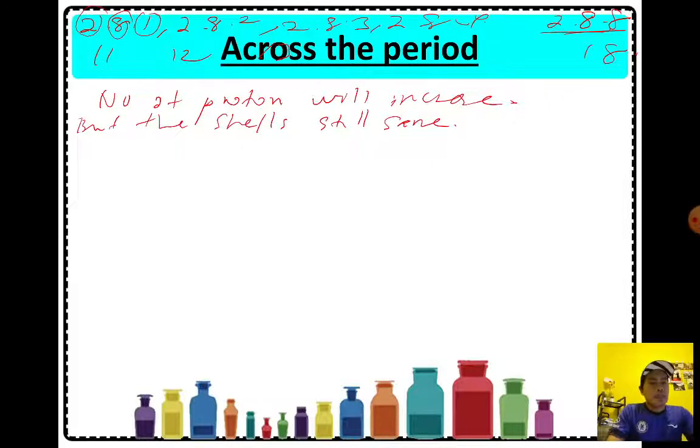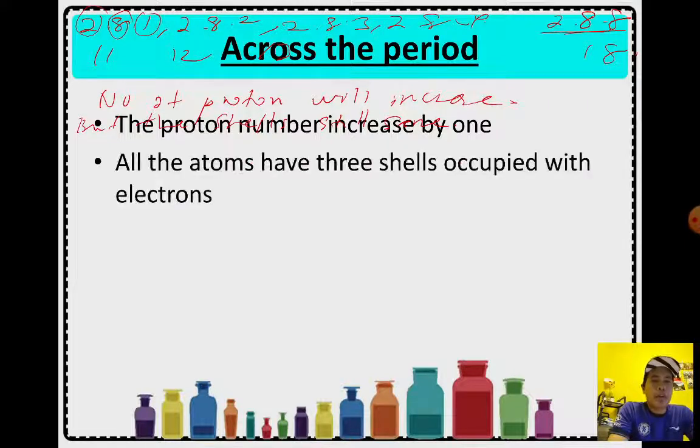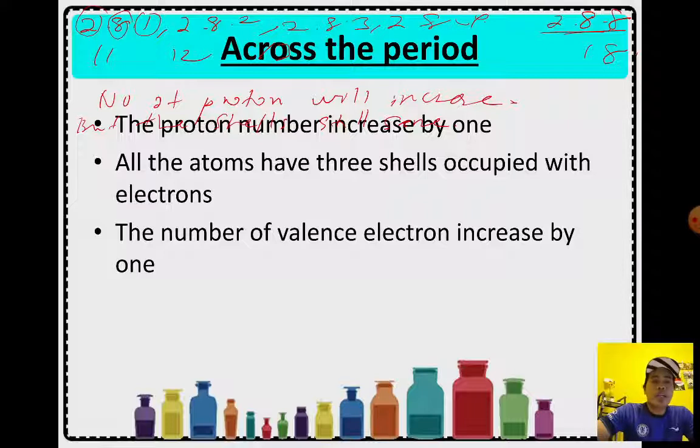Okay, across the period, the number of proton increase by 1. So bila number of proton increase, apa yang berlaku? All the atoms have 3 shells occupied with electrons. Ini dah tentulah. Nombor proton bertambah, but the shells remain same. Bermaksud shell dia kekal dengan 3. The number of valence electron increase by 1. Okay, number of valence electron, dah tentulah awak tengok belakang 1, 2, 3 sampai 8, increase by 1.